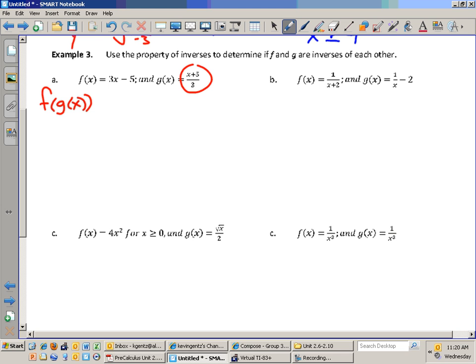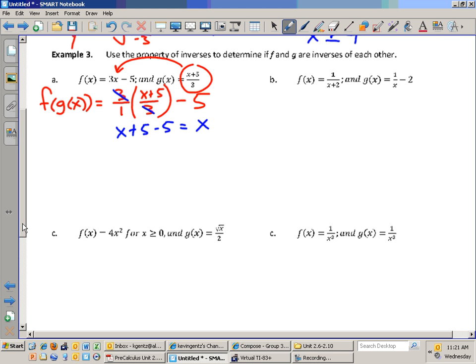I take that x plus 5 over 3 and I plug it in for x right there. And so I get this. 3 over 1 times x plus 5 over 3 minus 5. Well, what's the 3 times the x plus 5 over 3? What happens to the 3s? They cancel each other out, so you're left with x plus 5 minus 5 is equal to just x. So, it looked like it worked for that portion.